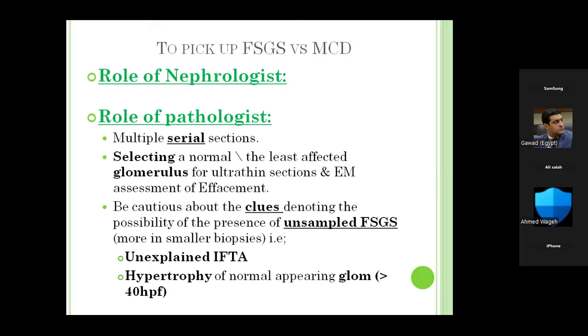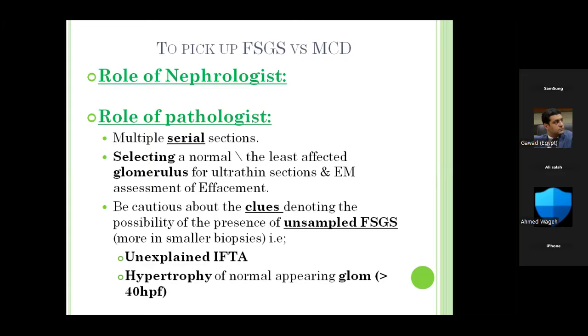For EM, we should know that we select one or two glomeruli for the final ultrastructural or electron microscopic examination for each case. So we select a normal or the least affected glomerulus for this examination. We cannot examine a globally sclerosed glomerulus or an extensively segmentally sclerosed glomerulus. It should be a normal or the least affected glomerulus. Otherwise, it will show us many fallacies, as we will see later on.